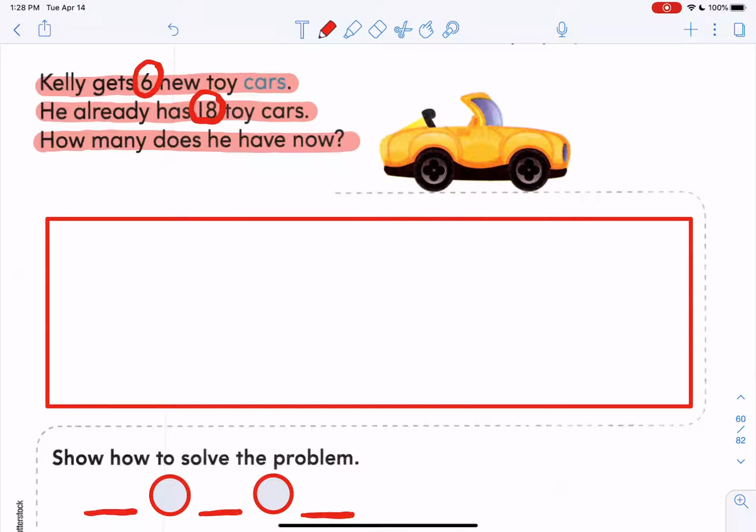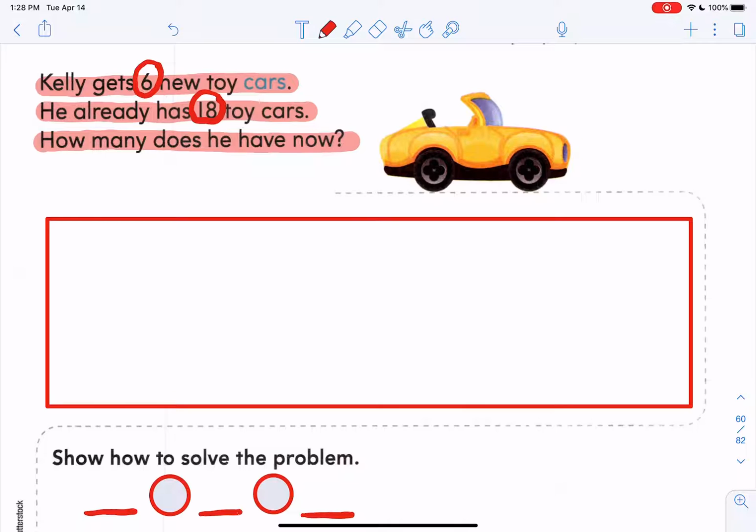Now, another tip I would give you is sometimes it's helpful to reread the problem or read it again. So I'll read it again now that we know what the important numbers are. It says, Kelly gets 6 new toy cars. Can you imagine 6? He's got 6 toy cars. And he already has 18. So if you think about this, he's got 18 at home. He gets 6 new ones. How many does he have now?